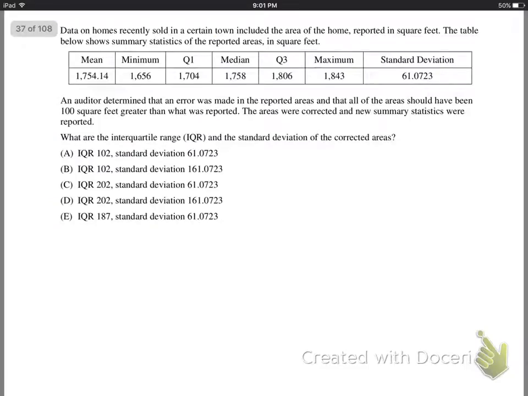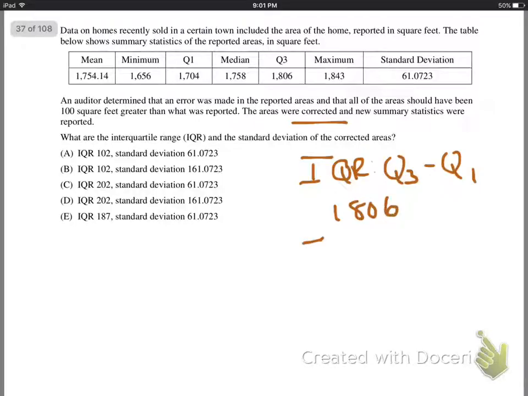Okay, so they want to know which of these following things is correct. And so let's talk about what IQR is. Hopefully you remember that. That is Q3 minus Q1. So that's going to be 1806 minus 1704. And I do the math on that, that's 102. So it's none of these guys right here. And so let's look at my standard deviation is 61. So the answer is A.